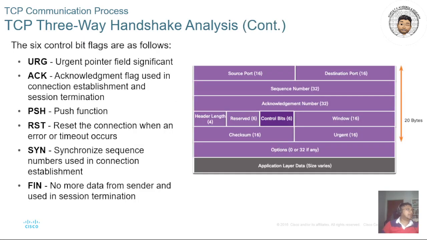So let's take a look at the analysis of the three-way handshake. The three-way handshake is the process of acknowledgement: something is sent and received, then acknowledged, then the other side acknowledges again, and then the transmission is done. This is what we call the three-way handshake. We have the 6 control flags, which are important here: urgent, acknowledge, push, reset, synchronize, and finish.